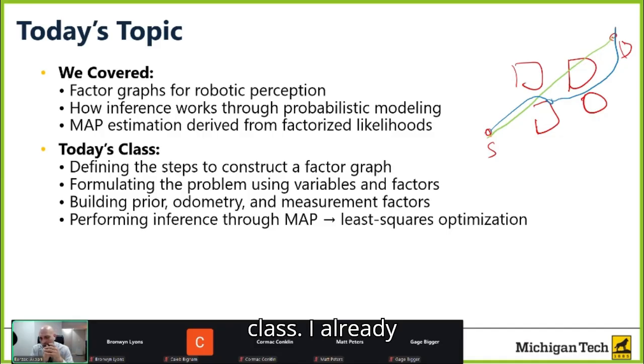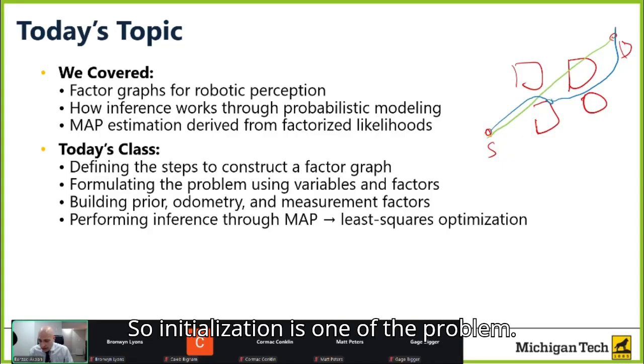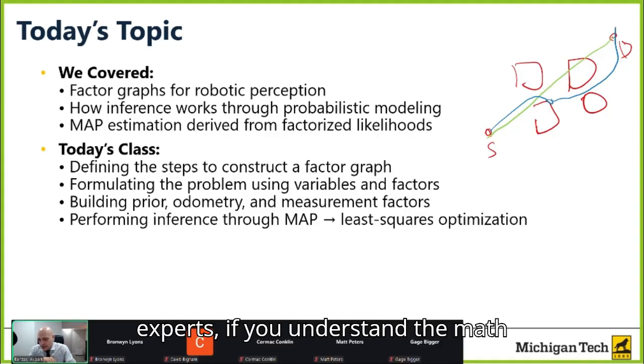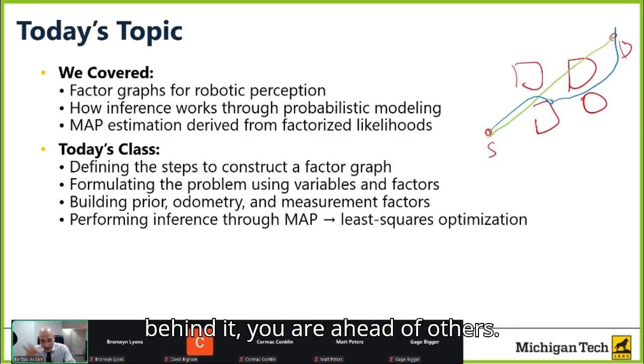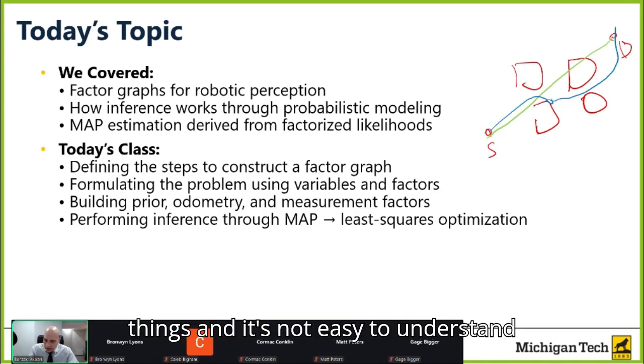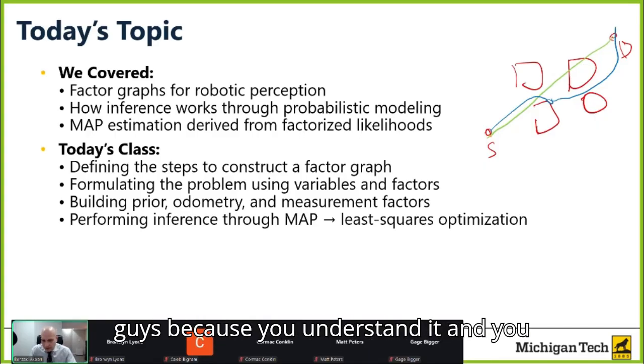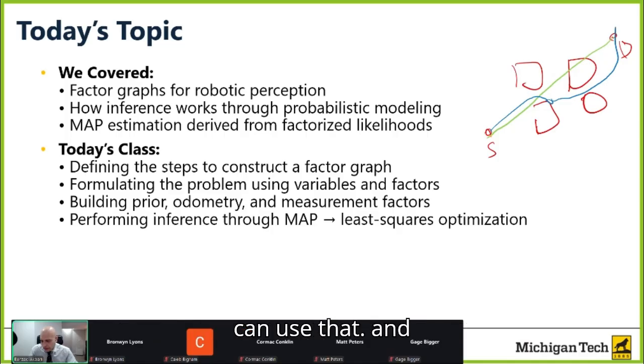I already wrote the code for that. So initialization is one of the problems. The other problems mostly come from complexity, but I don't think that's a problem. If you are experts, if you understand the math behind it, you are ahead of others. If it's complex and not easy to understand for beginners, that's good for you guys, because you understand it and you can use that.